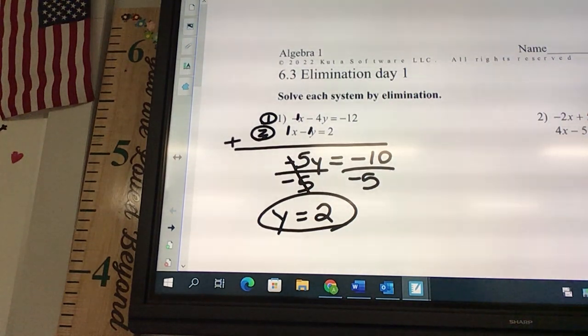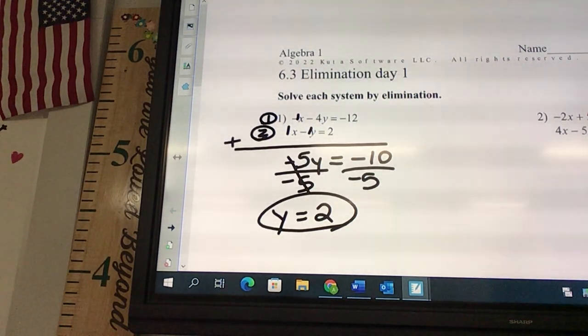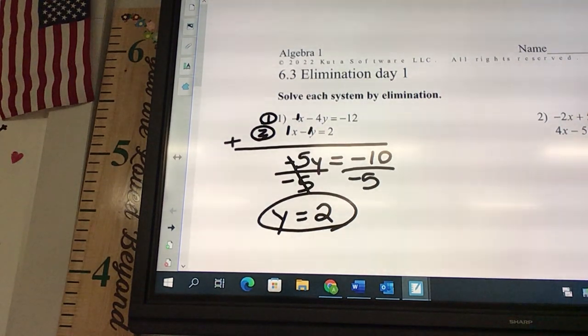Okay, I found this on the web for y equals 2. Check it out.